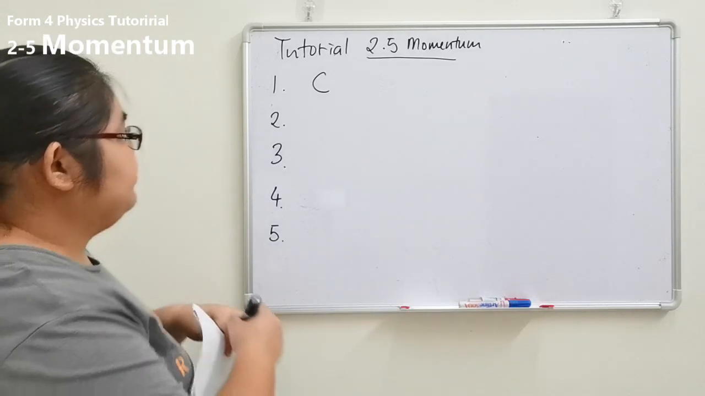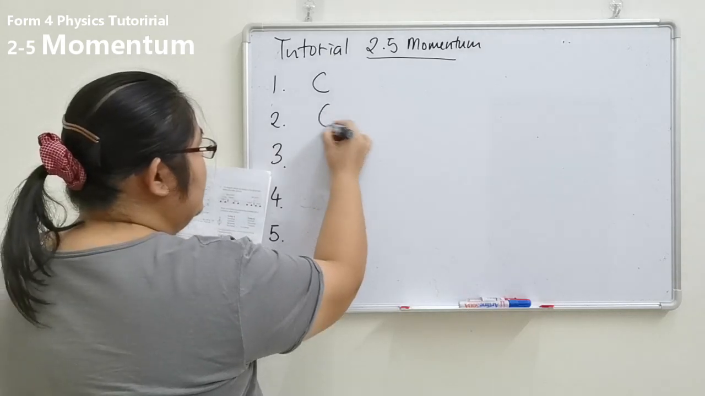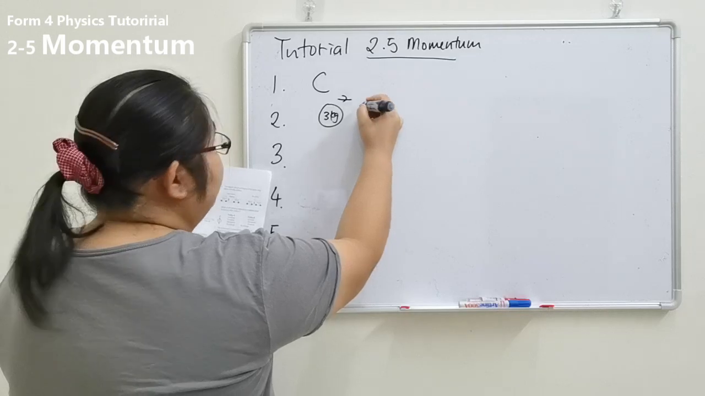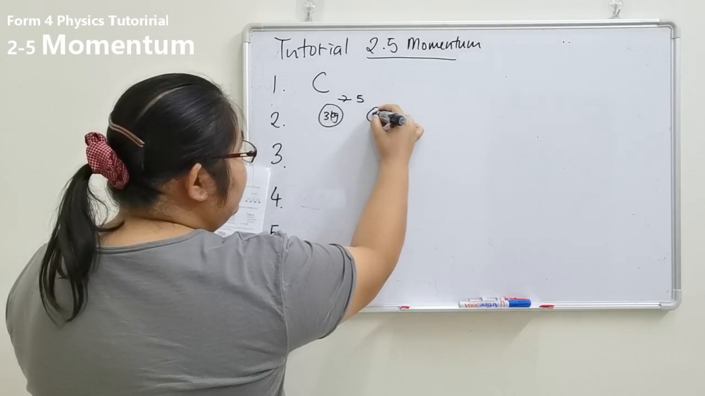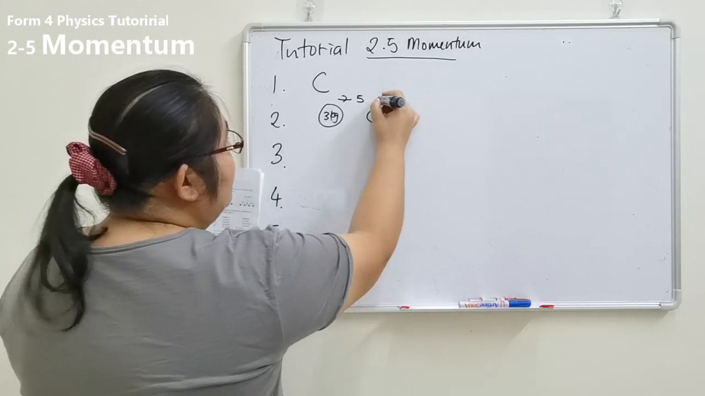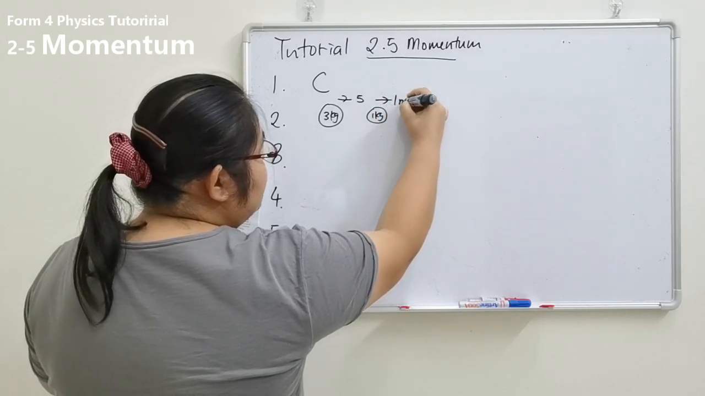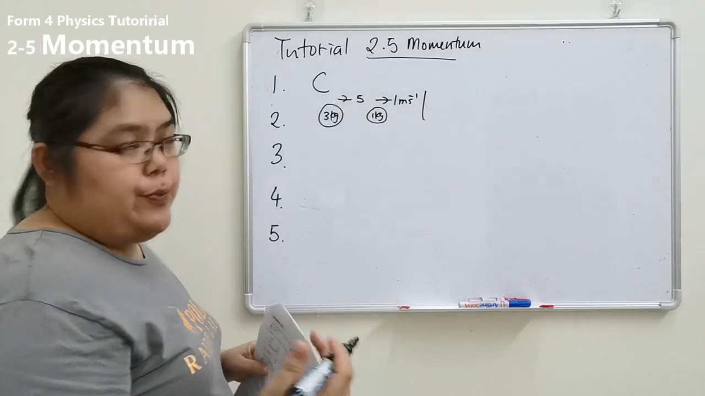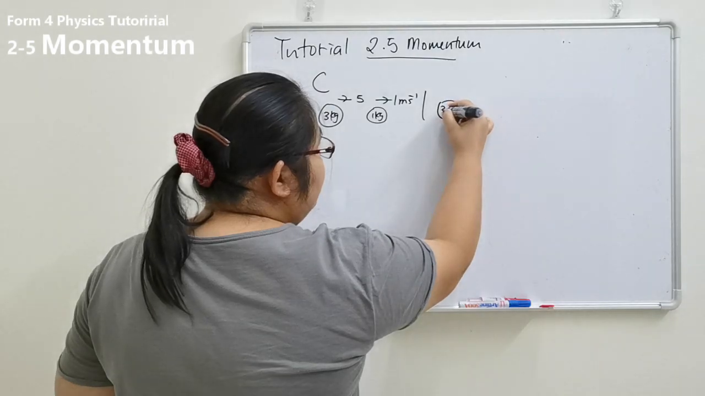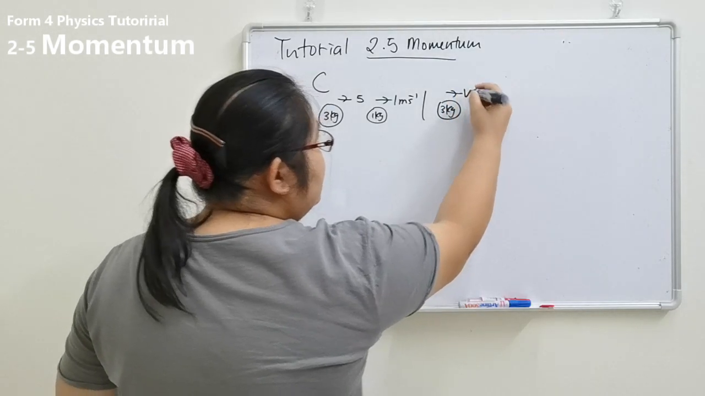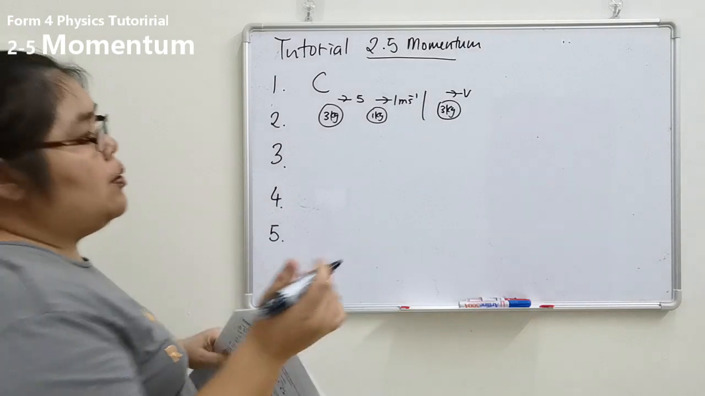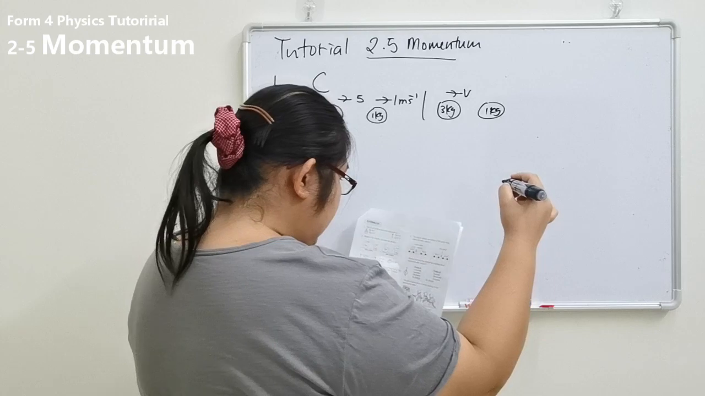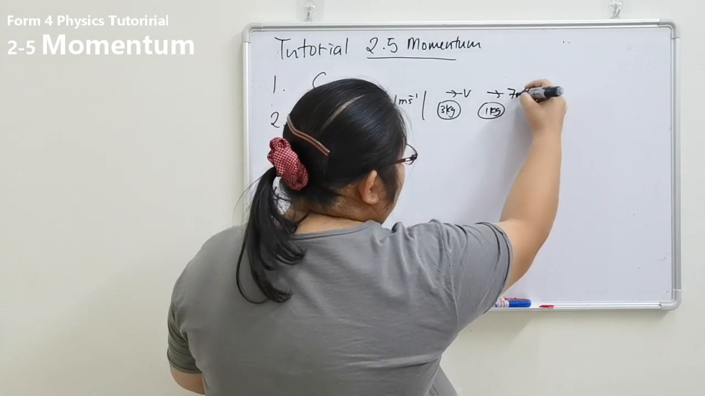Okay, better we draw. The first one, 3 kg, moves to the right hand side, 5 ms^-1. Another one, 1 kg, also moves to the right hand side, 1 ms^-1. This one is before collision. After collision, they also separate. The big one, the 3 kg one, moves to the right hand side with velocity V. The small one, 1 kilogram, also goes to the right hand side, 7 ms^-1.